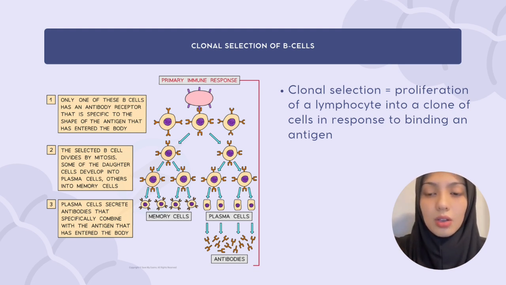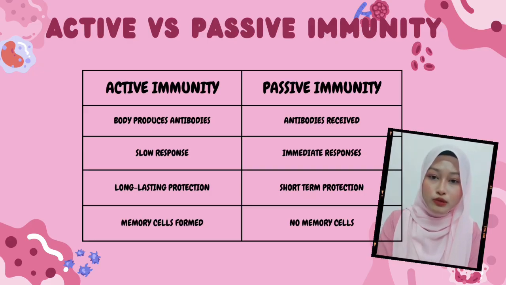Now, this is how clonal selection of B cells happens. Binding of the antigen receptor to an antigen activates the lymphocytes. The activated B cells amplify, forming two types of clones: plasma cells, which are short-lived activated cells, and memory cells, which are long-lived cells. Next, the difference between active immunity and passive immunity.